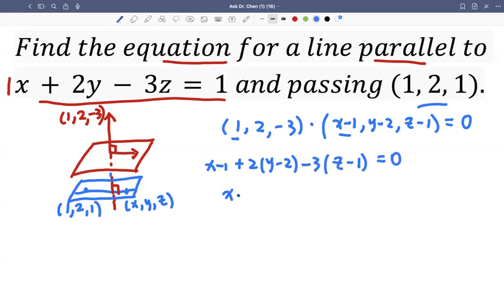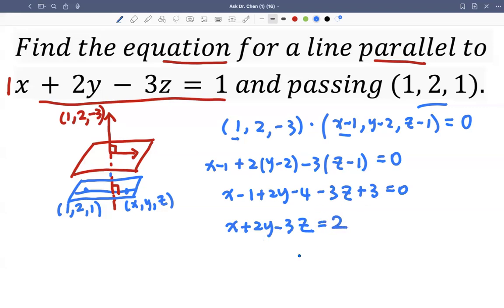So simplify this, we get x minus 1 plus 2y minus 4 minus 3z plus 3, that's 0. Or simplify, we get x plus 2y minus 3z equals 1 plus 4, that's 5, minus 3, 2. So see, this is a plane. This is a representation of this plane, right? It's parallel to this.